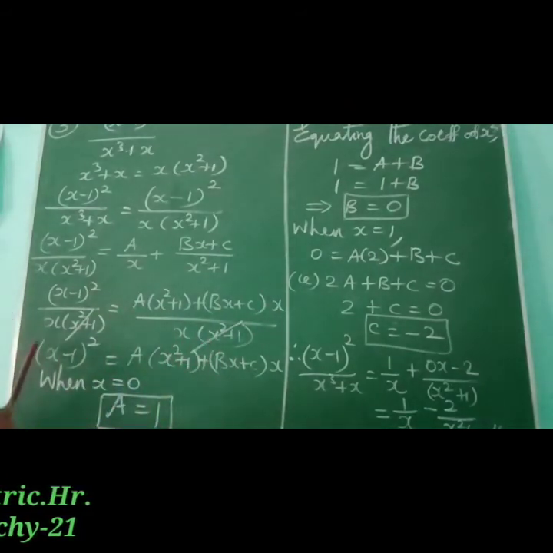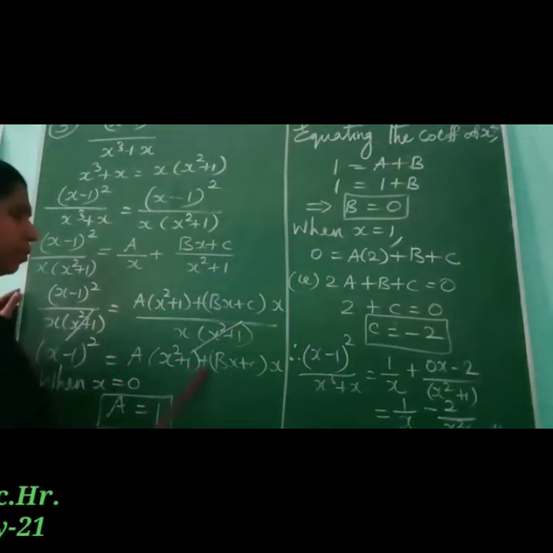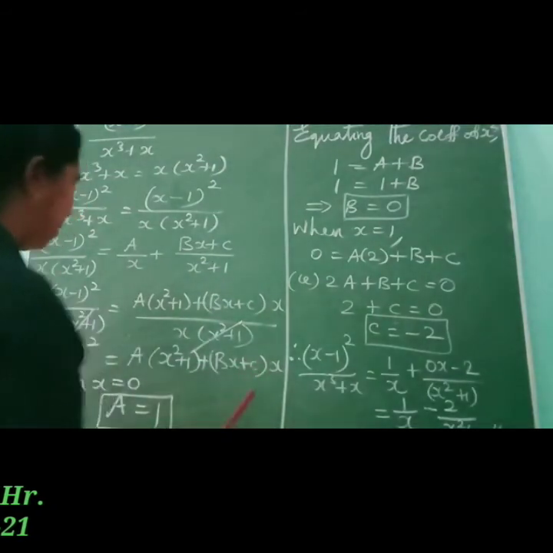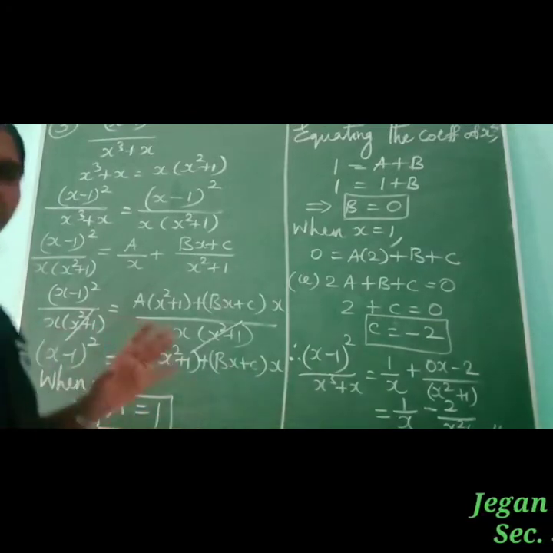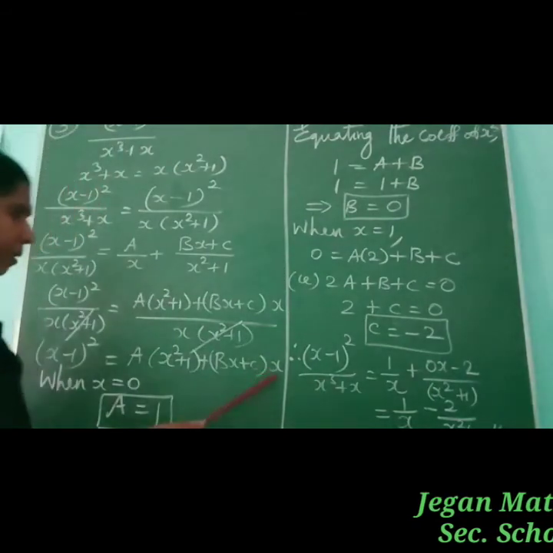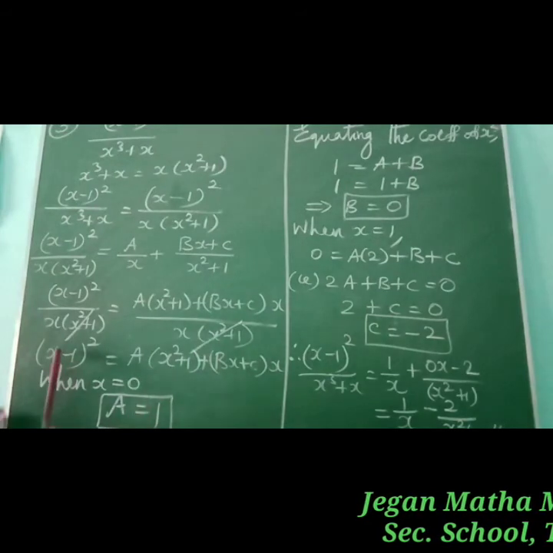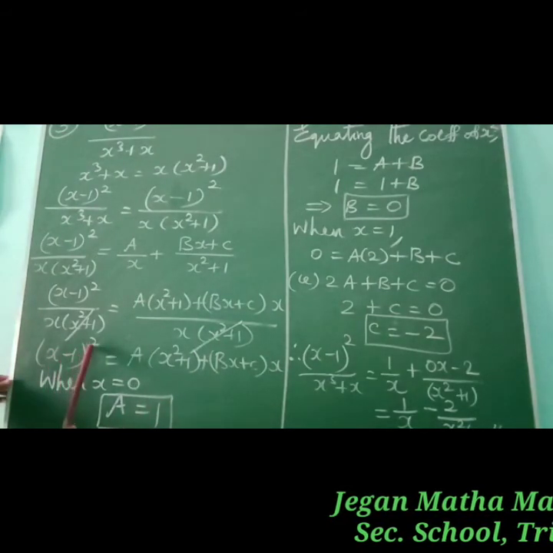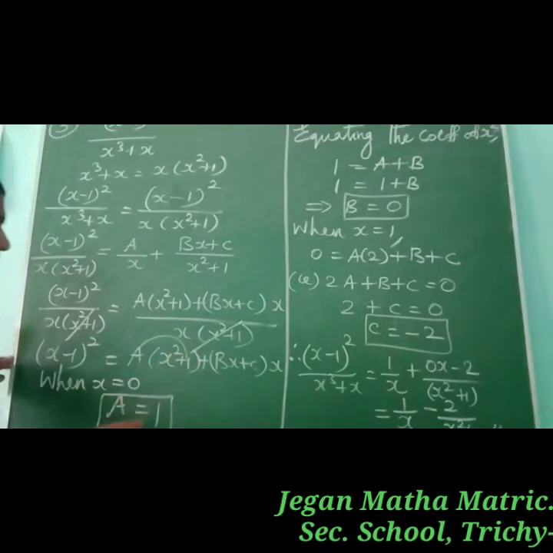Denominator cancels. Now we get x minus 1 the whole square is equal to a into x square plus 1 plus bx plus c into x. Here also we have to find 3 unknown values a, b, c. So if I select x equal to 0, one of the terms gets cancelled. Then only we can find the other value. If I take x equal to 0, this term is fully cancelled. So x equal to 0, minus 1 the whole square is 1. Here x equal to 0, only a we get. So a is equal to 1.